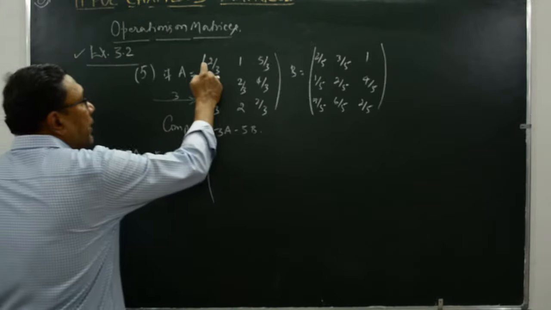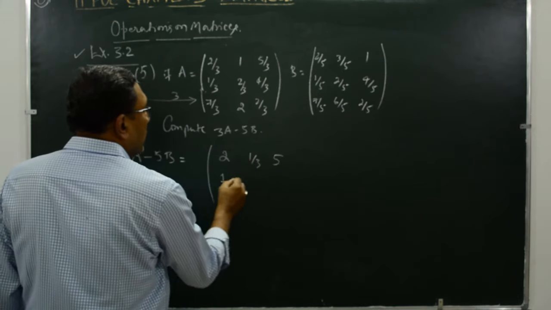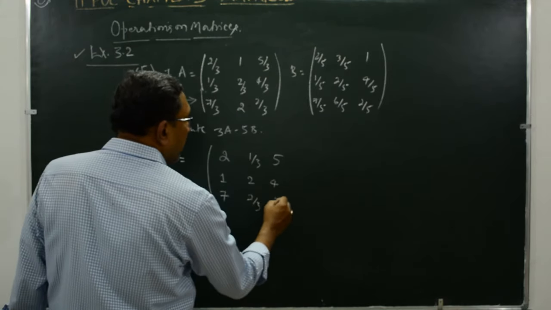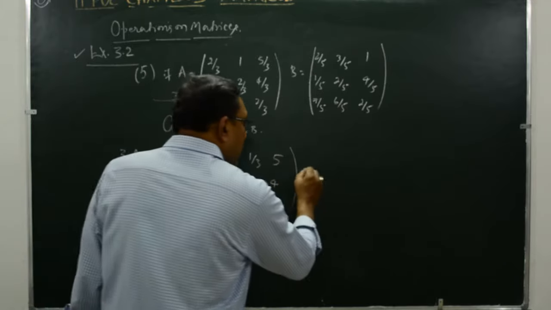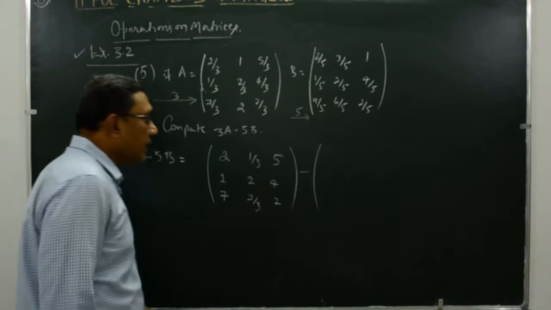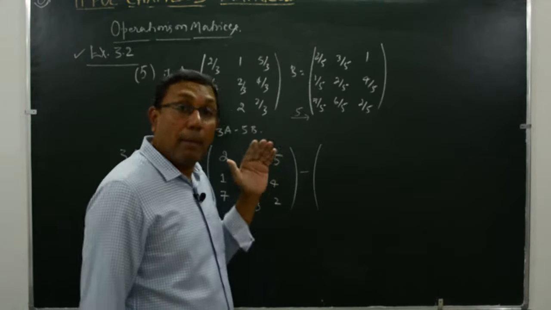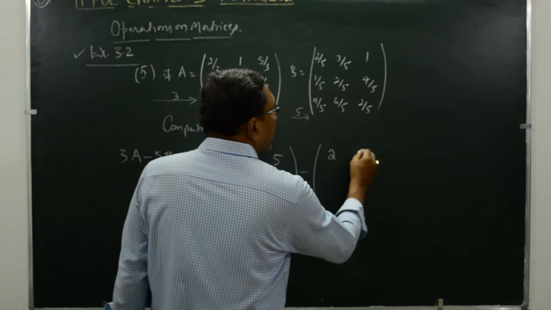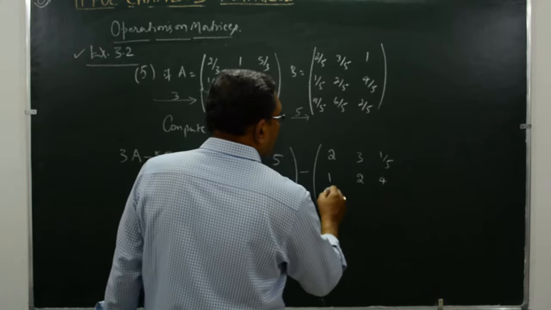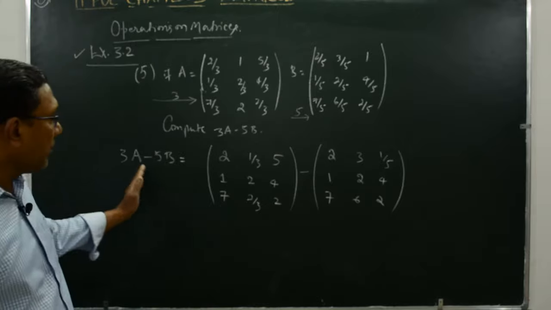So, when you are multiplying, this will become 2, 1 by 3, 5, 1, 2, 4 and it is 7, 2 by 3 and it is 2. And similarly, when I am taking 5 into this matrix, multiplying scalar quantity 5 to every element of matrix B, then what do we get? We get 2 here, 3 here, 1 by 5 here, 1 here, 2 here, 4, and it is 7, 6 and 2. Now it is very easy to compute 3A minus 5B.